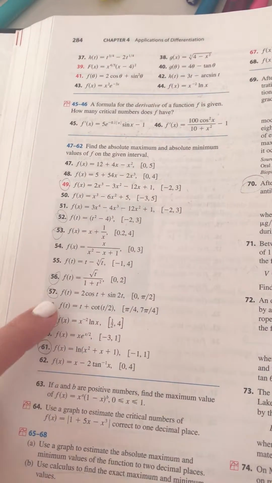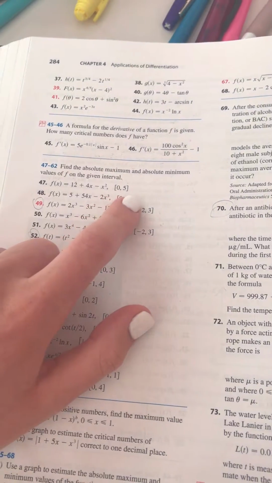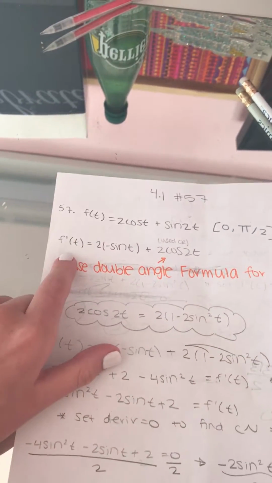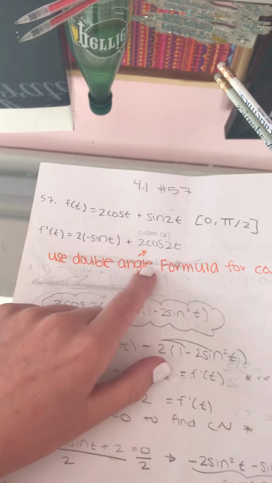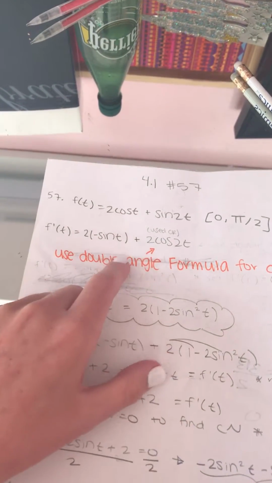Doing 4.1, number 57, and we are asked to find the absolute maximum and absolute minimum values of f on the given interval. So here's our question. The first thing that we're going to do is take the derivative of it. So I used chain rule, and this is what I got for the derivative of this.